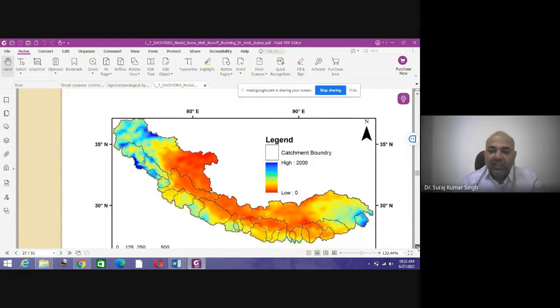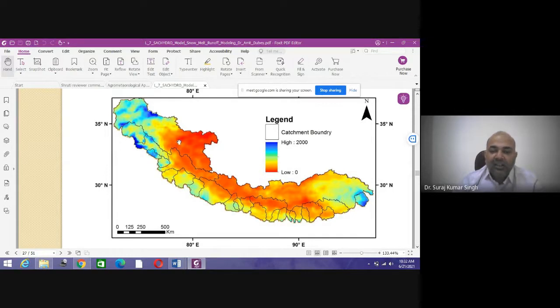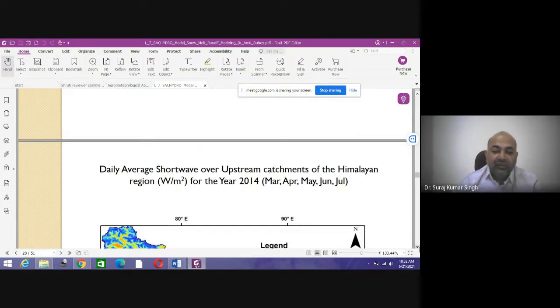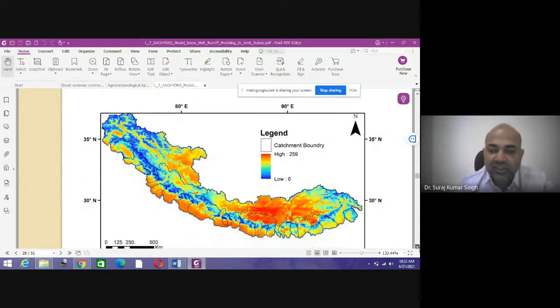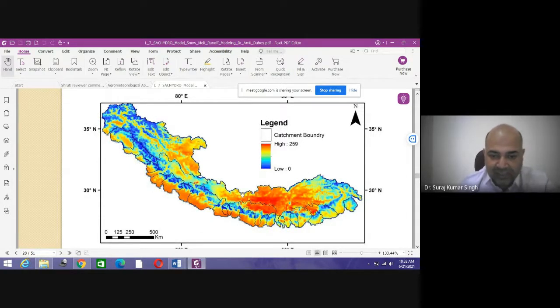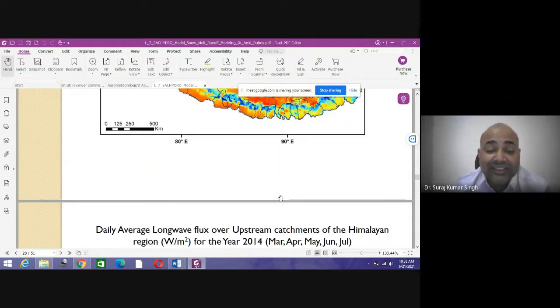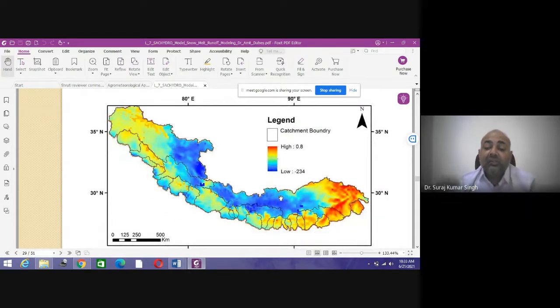Now using this, you can see which areas of the Himalayan terrain are receiving the highest amount of rainfall and which are receiving the lowest amount of rainfall. Then the daily average shortwave over the upper streams in the Himalayas for the period of March, April, May, June, July. So the temperature in that area for these five months can be easily calculated and represented using various kinds of satellite based measurements. By seeing this, any layman can understand the current status, which regions are at the highest severity and which have a lower severity, easily represented using such a representative or interpolation map.